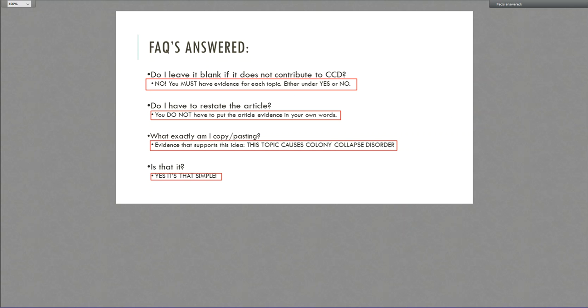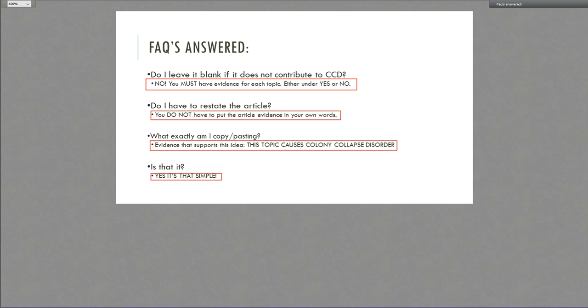What exactly am I copying and pasting? This is a big one. Evidence that supports the idea, whether the topic causes colony collapse disorder or does not. I feel like a lot of students struggle with what they should copy and paste. You need to ask yourself: does the topic cause colony collapse disorder? And then find a quote that directly correlates to that question. Is that it, Ms. Forsyth?